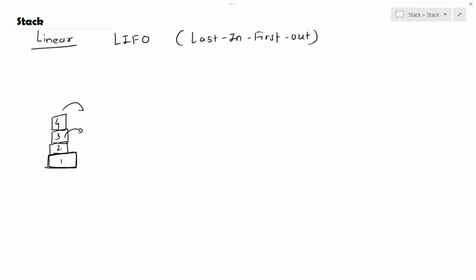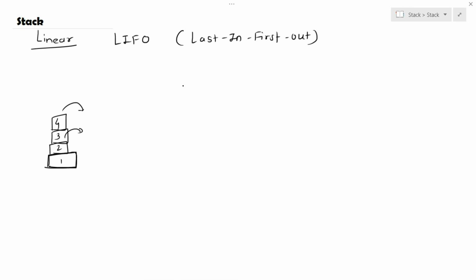Stack is a linear type of data structure, which stores the elements in continuous memory locations, and stack follows the LIFO principle. That means the element which is inserted last will come out first, or the element which is inserted first will be removed last. Stack has only one pointer and that is called top. So insertion and deletion of elements are performed from only one end, that is called the top of the stack.